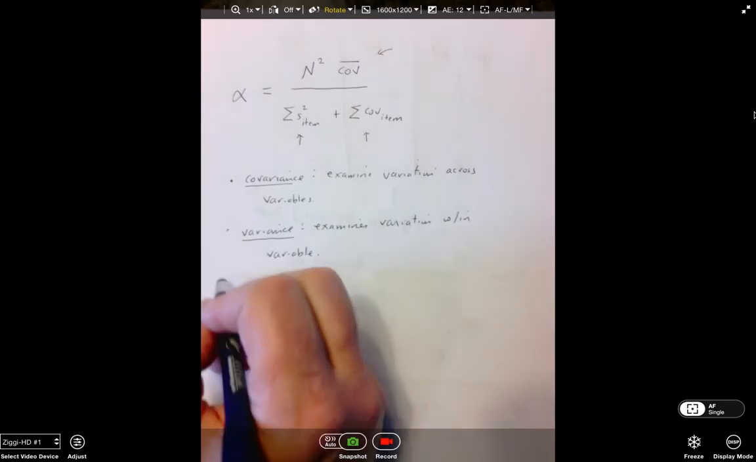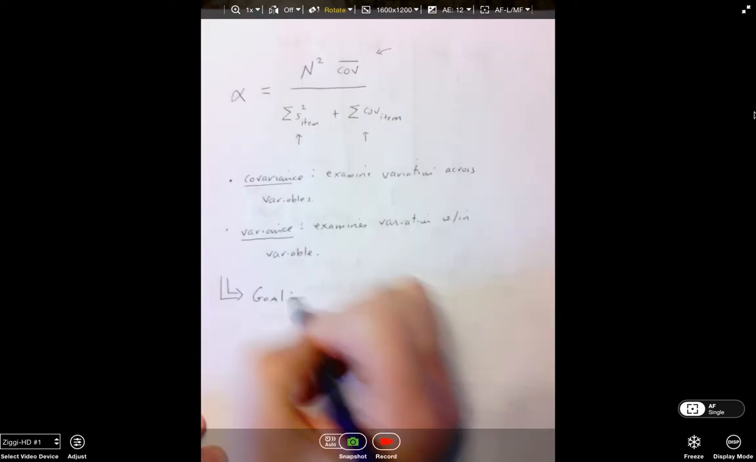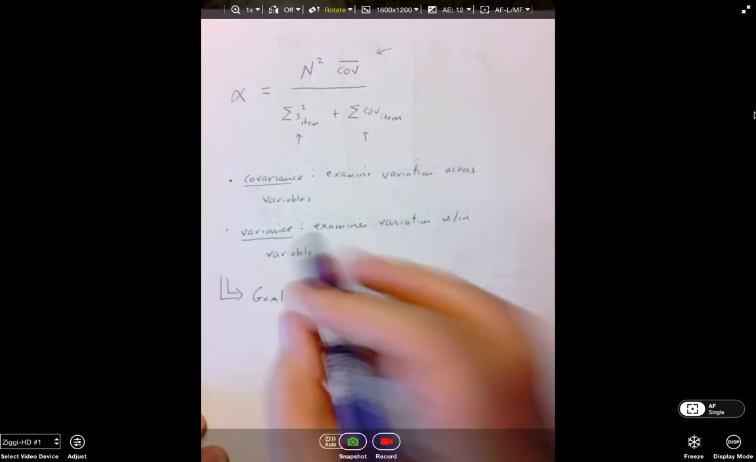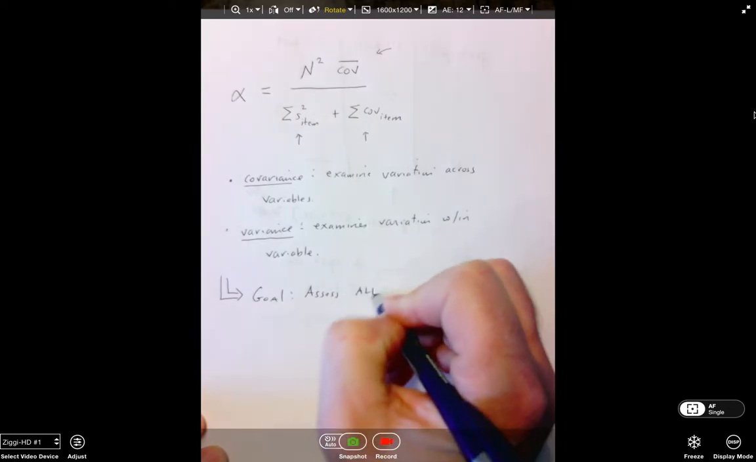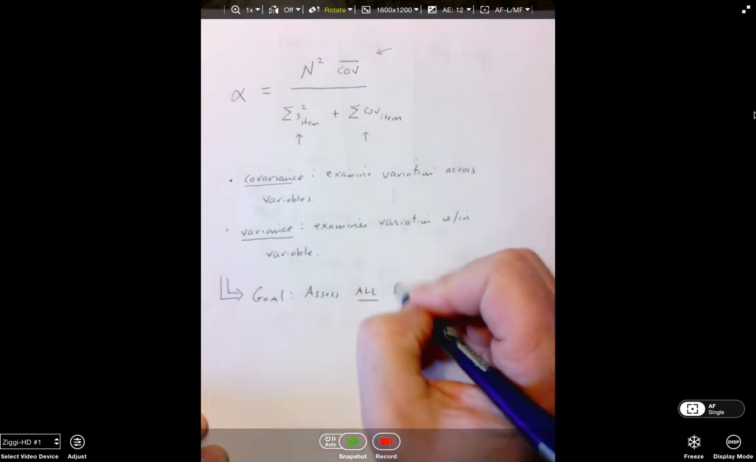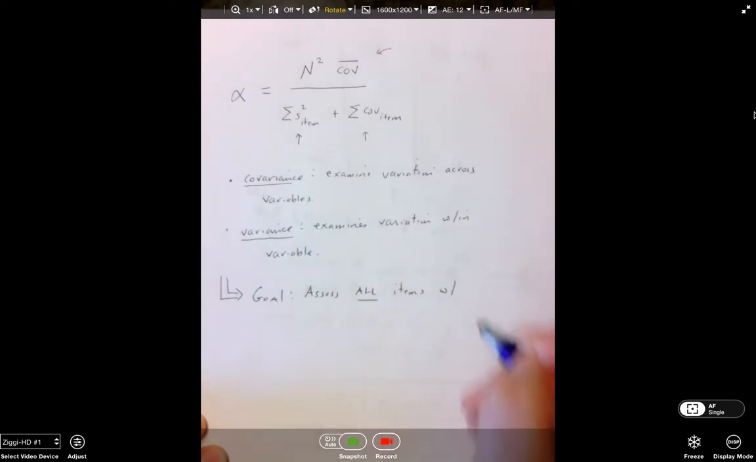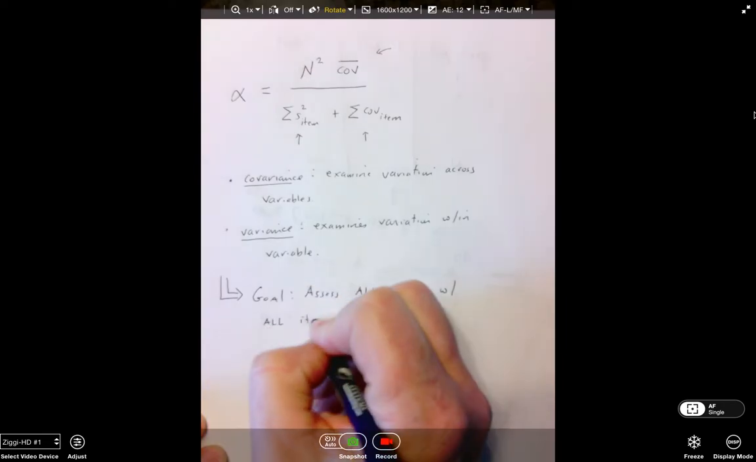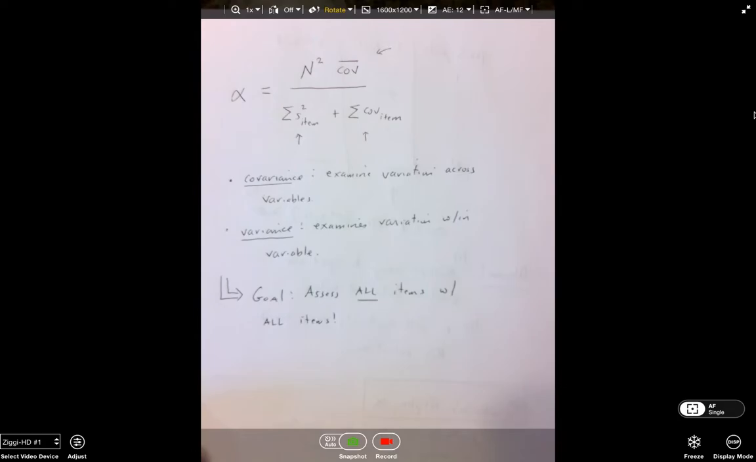But guys, what we end up with here, our goal is to assess all items with all items. So guys, the solution here is going to be what we call the variance covariance matrix.